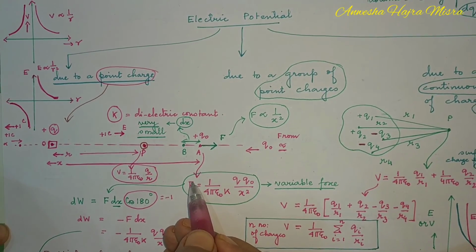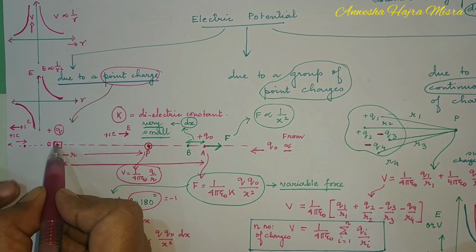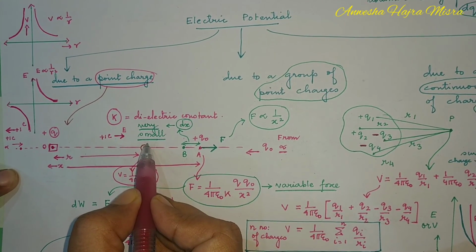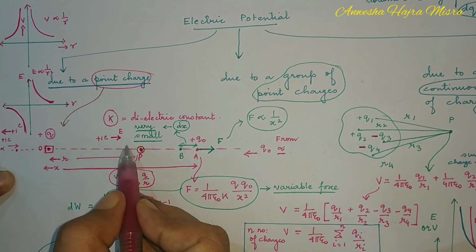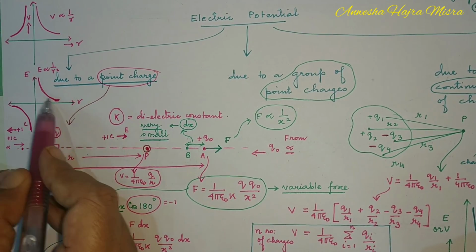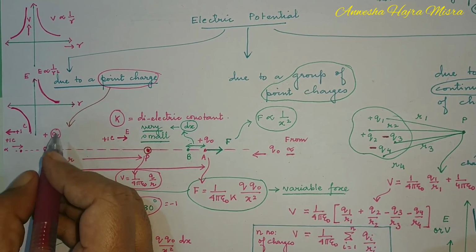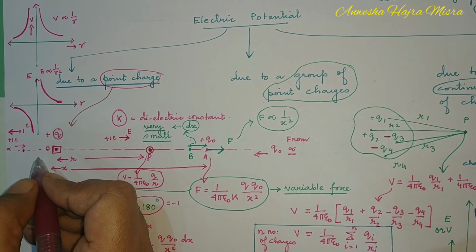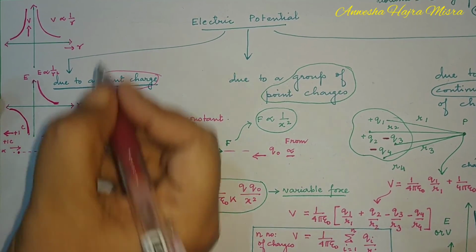But potential is a scalar quantity. So for a point charge, on either side, potential is positive. But for a point charge, on either side, the direction of intensity will reverse. So potential is positive on either side of plus Q.